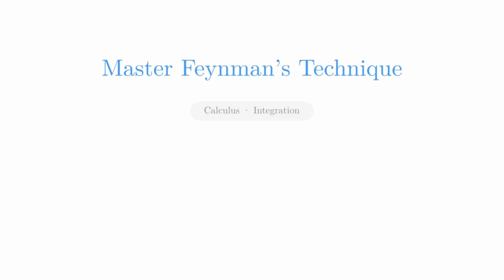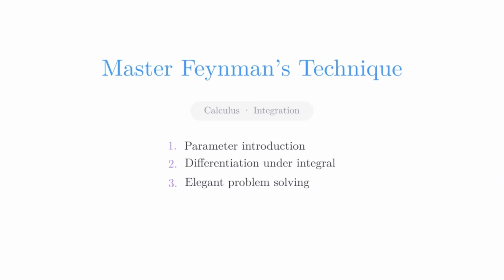This video shows how to use Feynman's technique to solve complex integrals by introducing a parameter and differentiating under the integral sign. This powerful method appears in advanced calculus courses and helps tackle integrals that resist standard techniques. You'll learn to identify suitable parameters, apply differentiation under the integral, and integrate back to find elegant solutions.